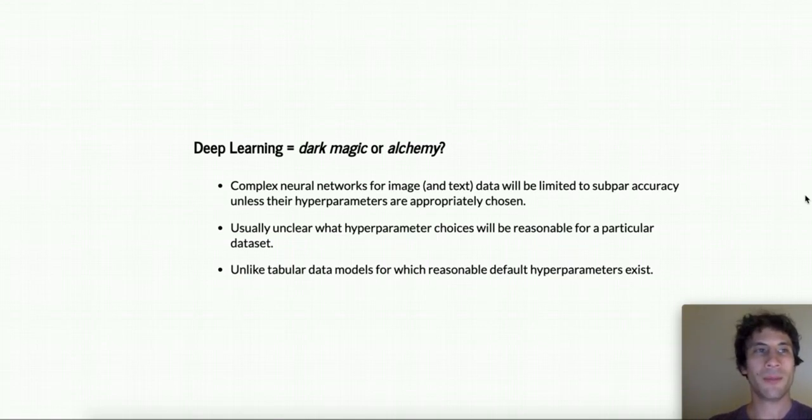Unlike the models we previously saw for tabular data, for which reasonable default hyperparameters existed that we could get pretty good performance with, the complex neural networks used for image data and also those for text data are often limited to suboptimal accuracy unless their hyperparameters are appropriately chosen. Because it's usually unclear what hyperparameter choices will be good for a particular dataset, deep learning has sometimes been referred to or cursed as dark magic or alchemy. There's also a joke about grad student descent, which evokes the idea of a deep learning PhD student blindly tweaking things in an effort to make progress.